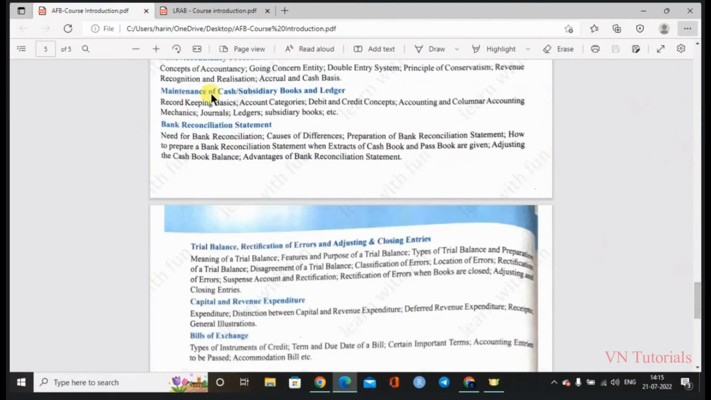Then comes the next unit, maintenance of cash and subsidiary books and ledger: record keeping basics, account categories, debit and credit concepts, accounting and columnar accounting mechanics, journals, ledgers, subsidiary books, etc. Then under bank reconciliation statement: need for bank reconciliation, causes of differences, preparation of bank reconciliation statement, how to prepare a bank reconciliation statement when extracts of cash book and passbook are given, adjusting the cash book balance, advantages of bank reconciliation statement.